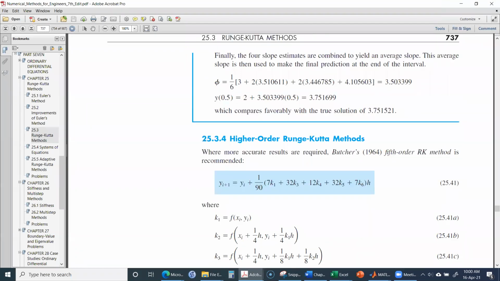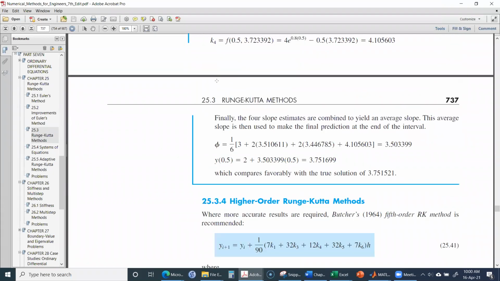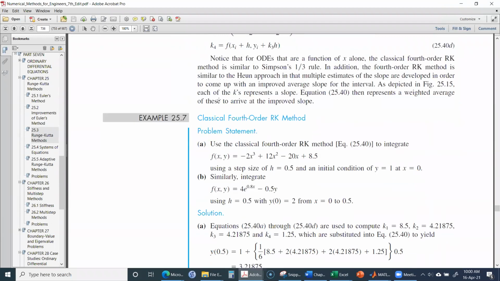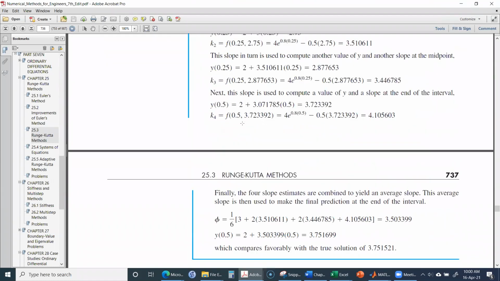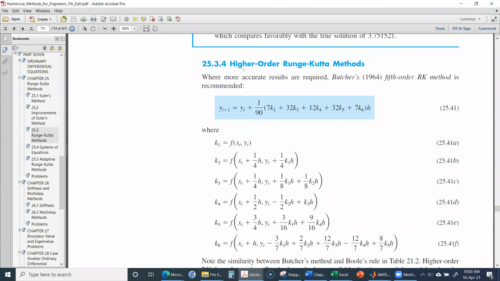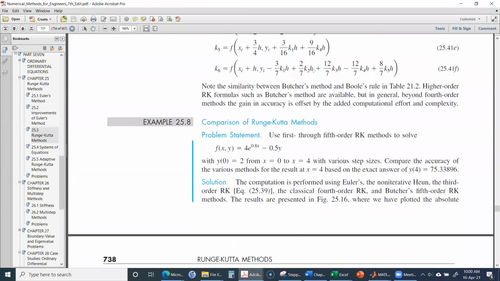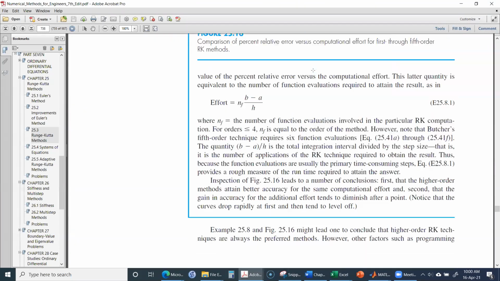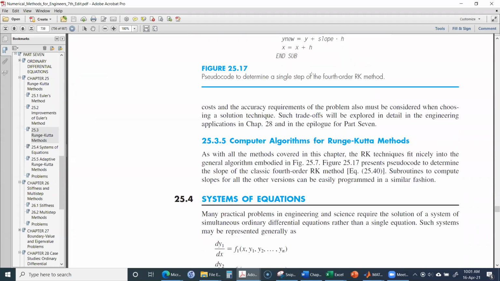We are at this topic, the fourth order Runge-Kutta method. We covered this last time, and there are some higher order Runge-Kutta methods as well. And then comparison of Runge-Kutta methods.